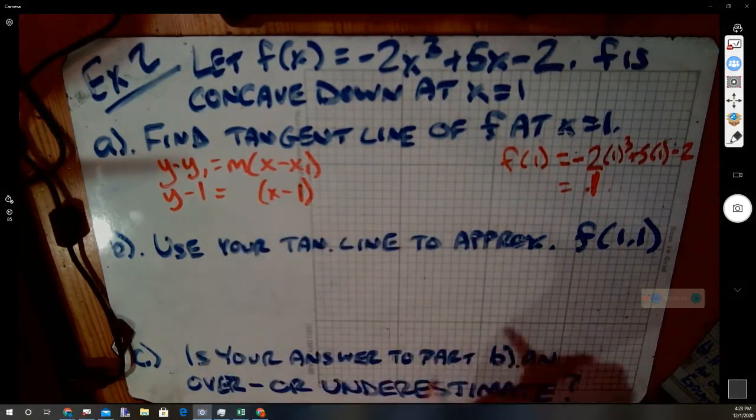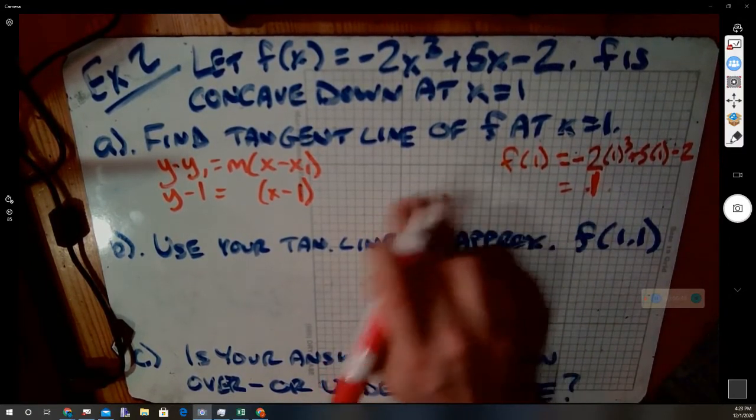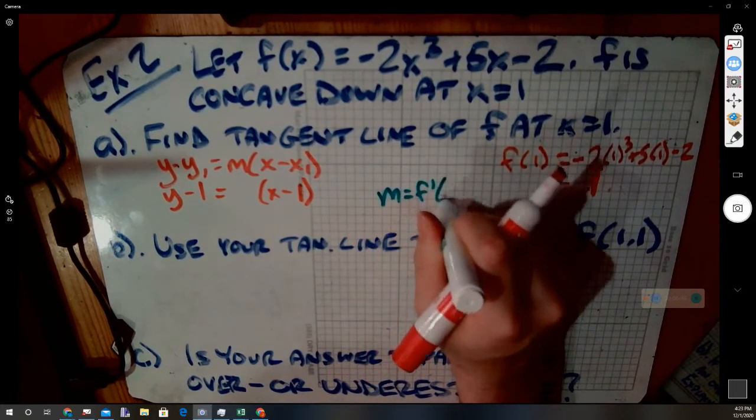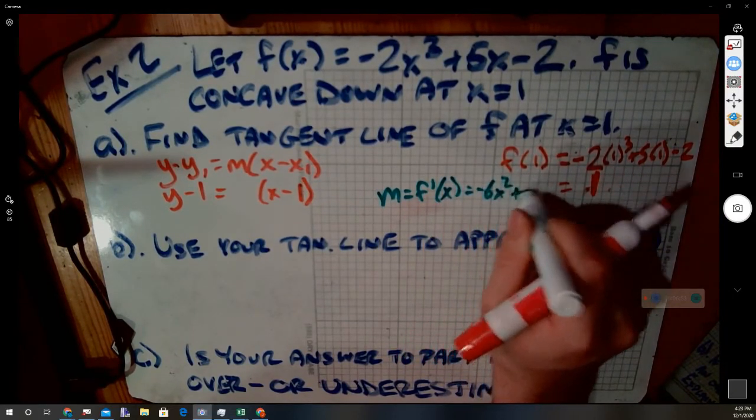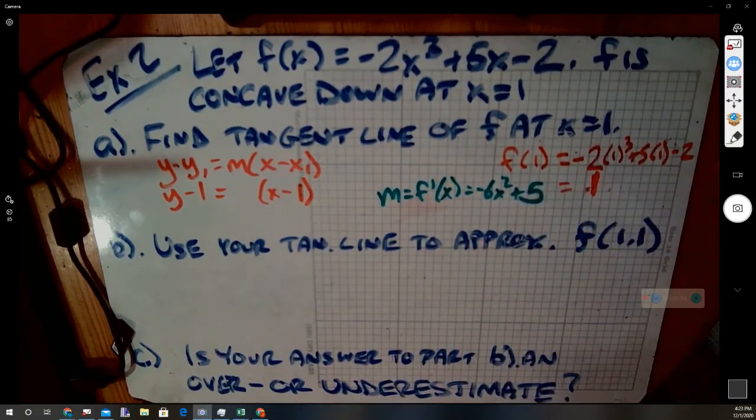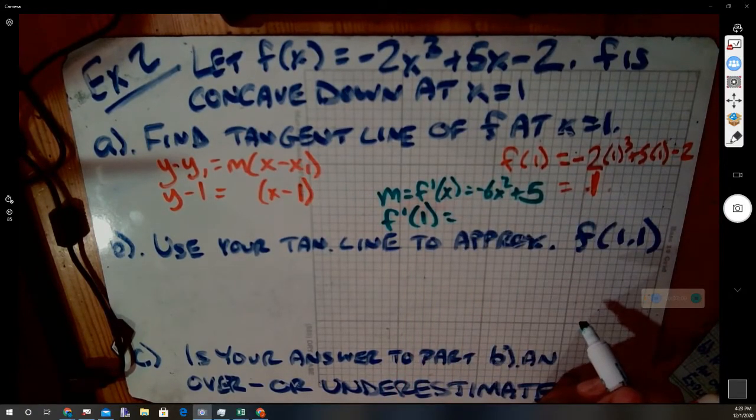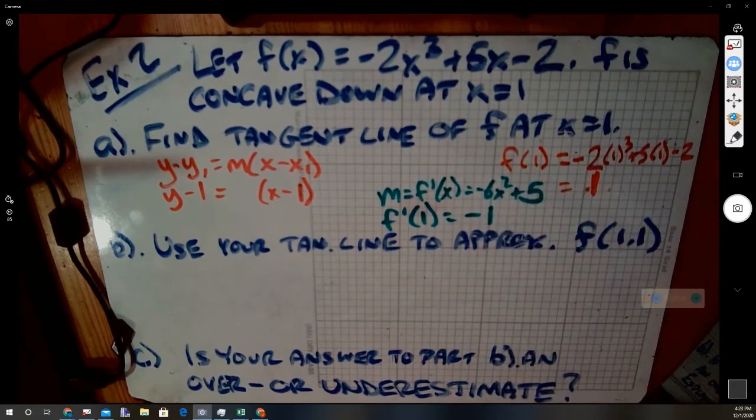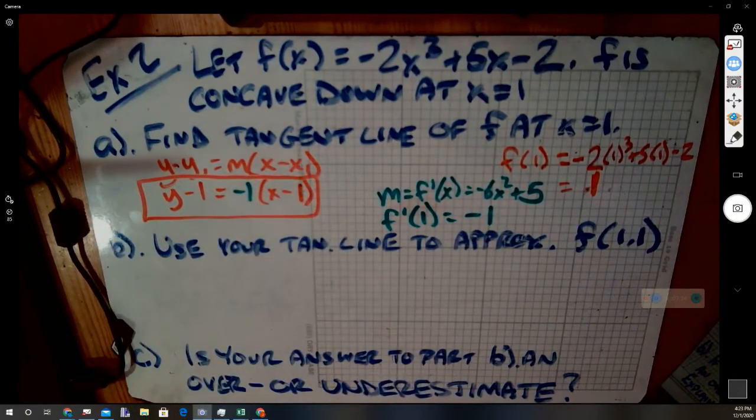The only thing that's left is to find the slope. Well, the slope, it's the exact same way we just did it. Slope is equal to the derivative. So the derivative is negative 6x squared plus 5. Well, we don't want any old slope. We want it at that specific x value. So I better plug in a value of 1, and it looks like I get a slope of negative 1 again. Lots of 1s floating around. So negative 1 is my slope. So there is a perfectly fine tangent line for you to use.